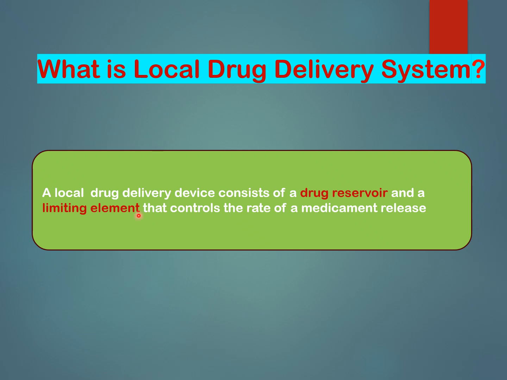A local drug delivery device consists of two components. First one is the drug reservoir that stores the medicine. Second component is the limiting element that controls how the medicine is released slowly at a steady rate. So this device holds the medicine and releases it slowly in a controlled way at a specific site.